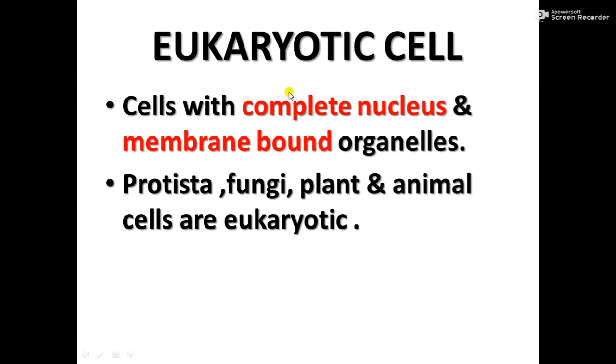Today we are going to learn the structure of eukaryotic cell. Last video I have explained about prokaryotic cell, the structure in details. So let us understand what is eukaryotic cell and what is the detailed structure. As it is already said, the cells with complete nucleus and membrane bound organelles are called the eukaryotic cell, and organisms which are having eukaryotic cells are eukaryotes.